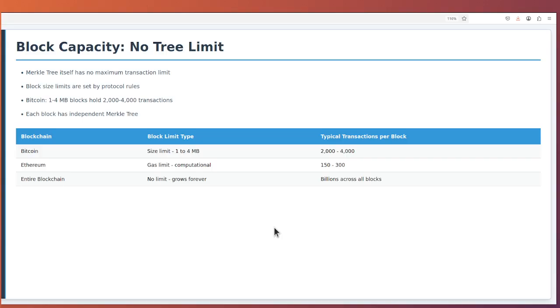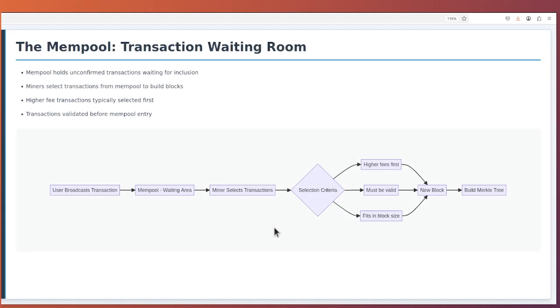The mempool and transaction selection. Before transactions make it into a block, they live in a waiting area called the memory pool.